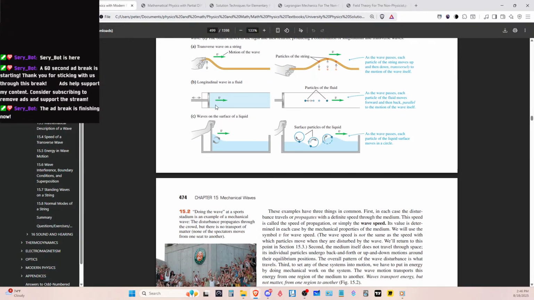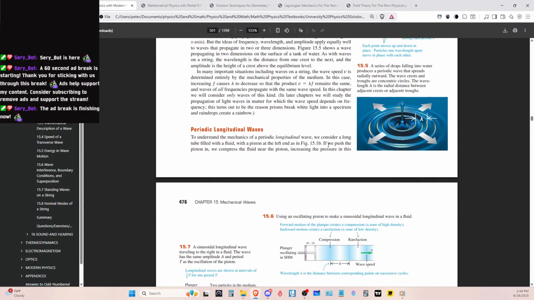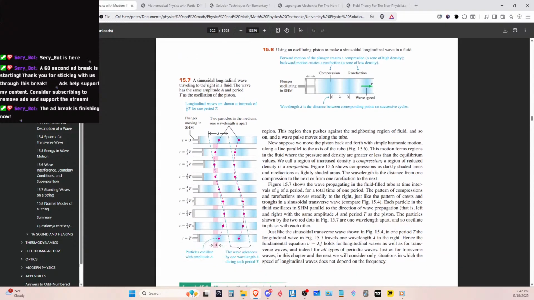15.1. Yeah, so we're thinking about this. If we push the piston in, we compress the fluid near the piston, increasing the pressure in this region. A sinusoidal longitudinal wave travels to the right in the fluid. The wave has the same amplitude A and period T as the oscillation.